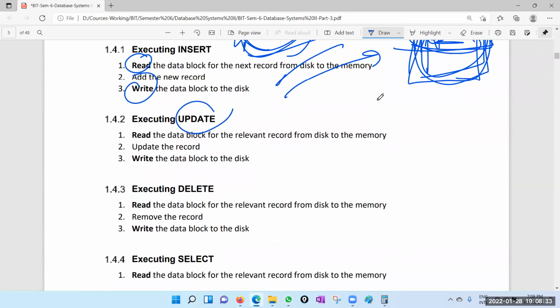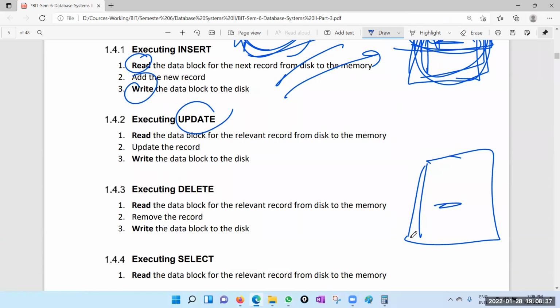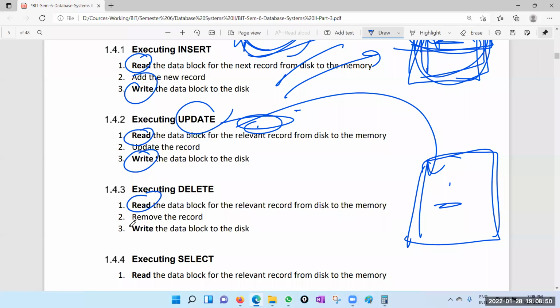And delete is also like that. Say you want to delete a particular record, you have to get the block containing that record, delete that record in the memory, and write back the block without that record. So whether it's insert, update, or delete, it is a read and write operation. But only when you are doing a select statement, it is only a read operation because you don't write it. So select is only read. Insert, update, delete are read and write operations.